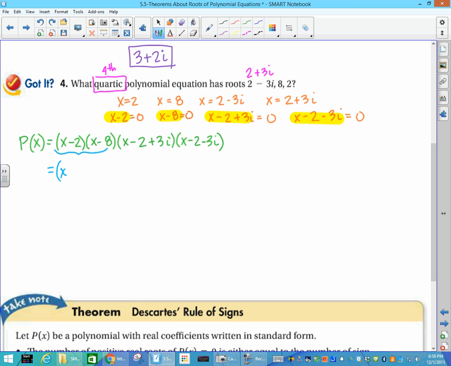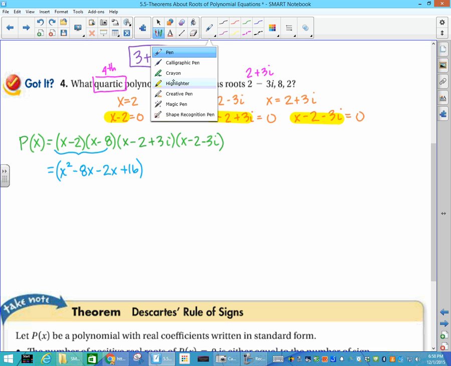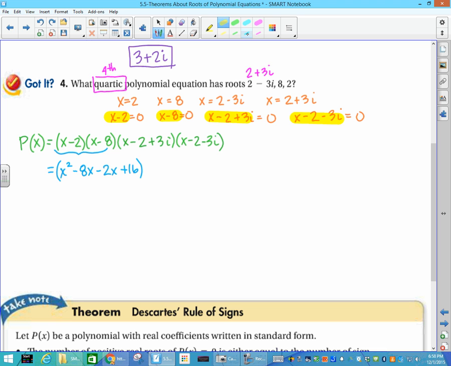So we got x times x, which is x squared. I have my outside, which is minus 8x. My inside is minus 2x, and my last is plus 16. Now, this one's a little tricky. Gotta pay attention. Hopefully, you notice on this, and I'm going to highlight it so you can see, that this right here, those are the exact same thing. That says x minus 2, and that says x minus 2. And this one says 3i and 3i.